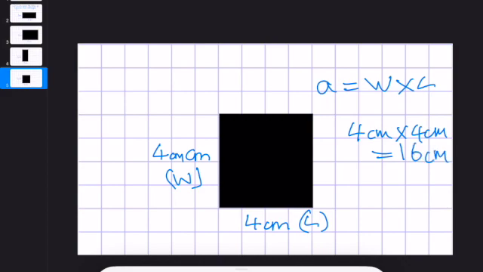Now, it's very important, something I haven't mentioned so far. When we talk about area, we're talking about how much space is covered. So when you write area, you write 16 centimetres and then you put a small 2 up here. 16 centimetres squared. And that means area. That talks about how much space is covered.